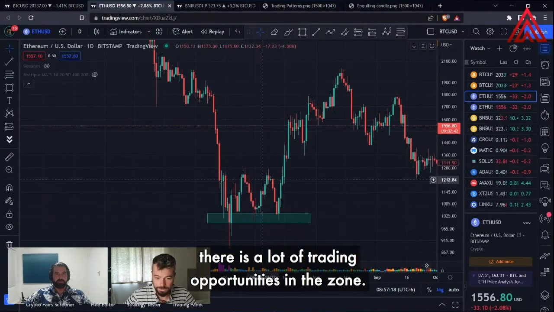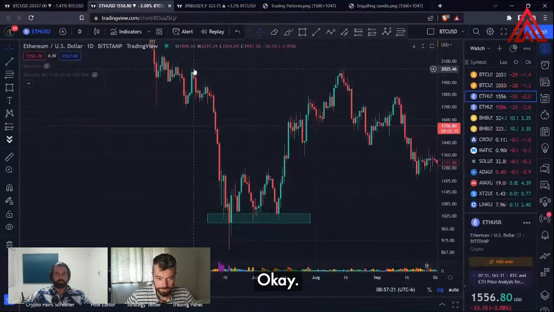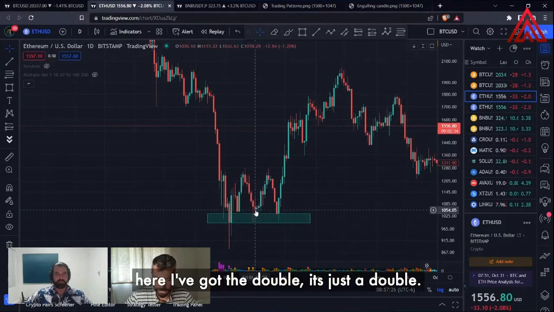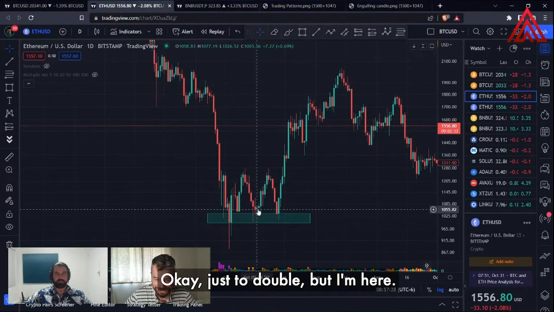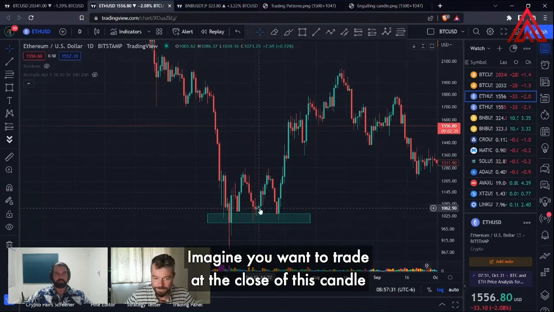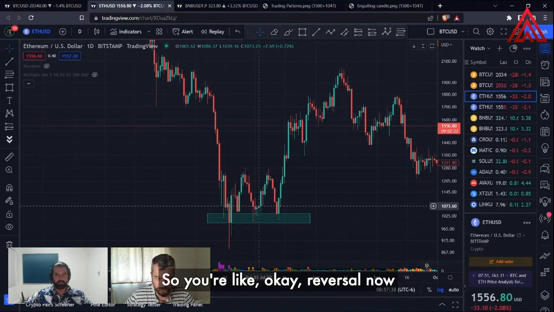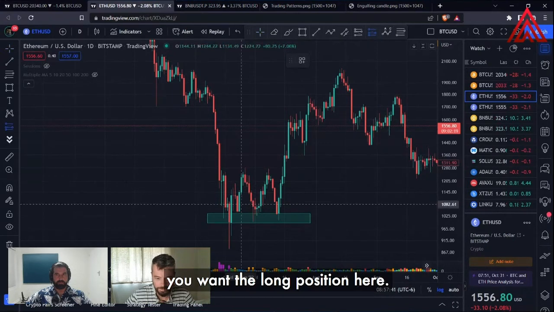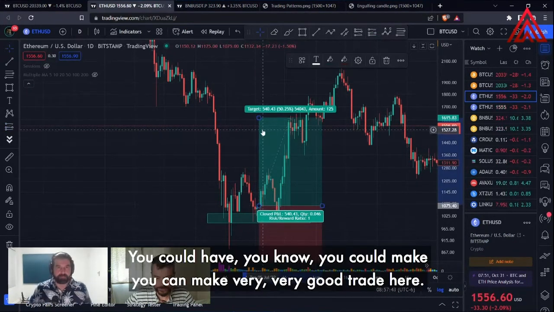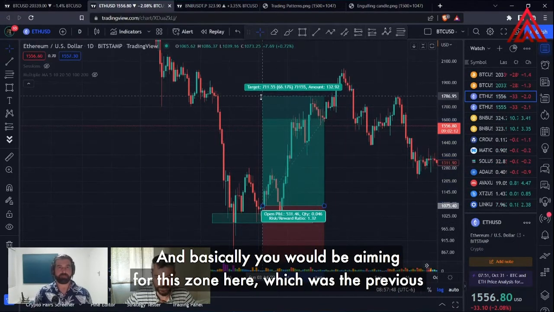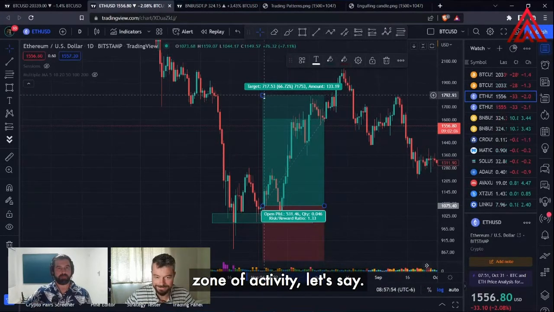Here, there are a lot of trading opportunities in this zone, okay? Because even if you think, oh, here I've got a double, it's just a double bottom here. Imagine you enter a trade at the close of this candle because you have a couple of green ones in a row there. So you're like, okay, reversal now. You enter a long position here. You could make a very, very good trade here. And basically you would be aiming for this zone here, which was the previous zone of activity, let's say.